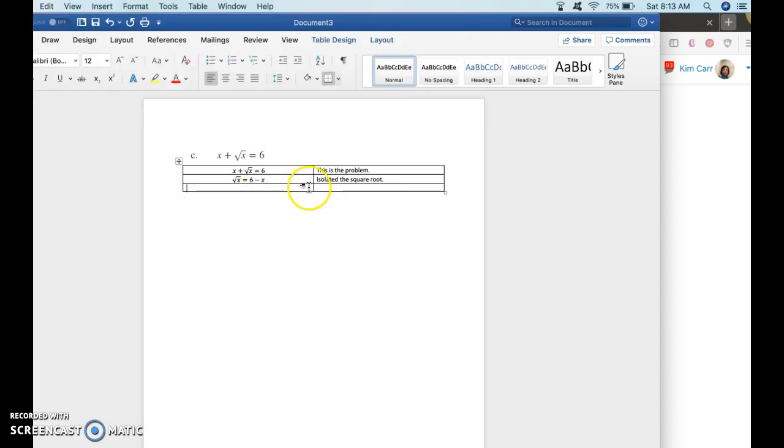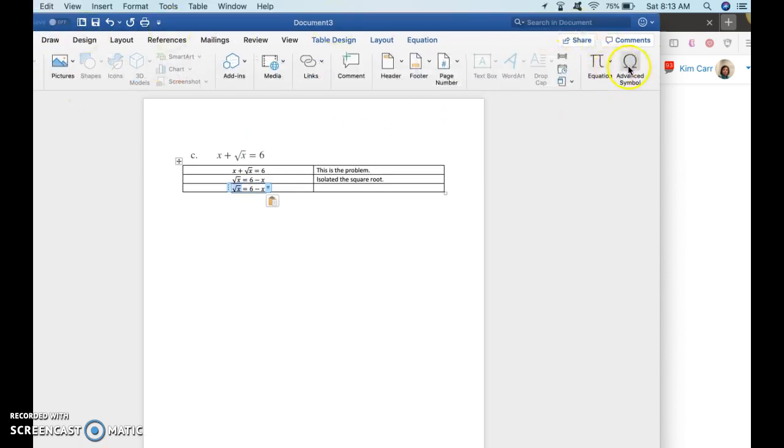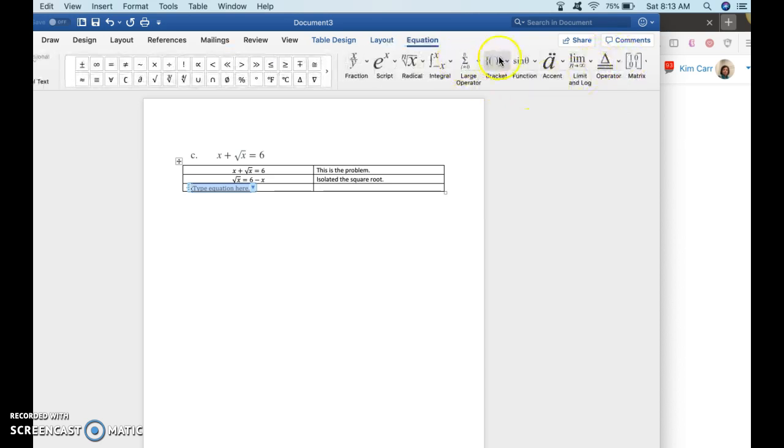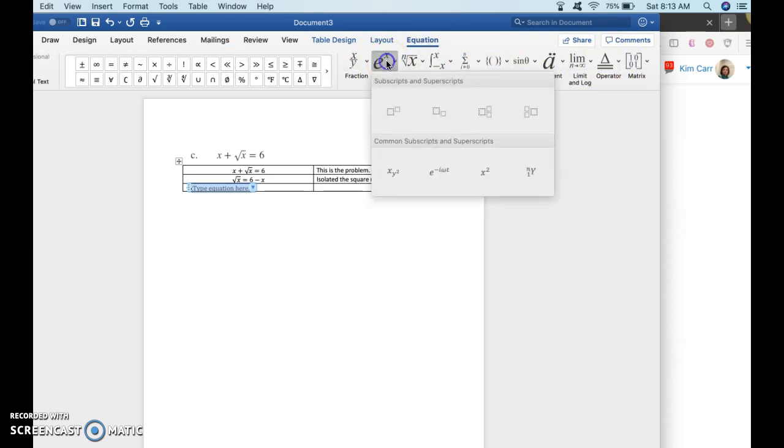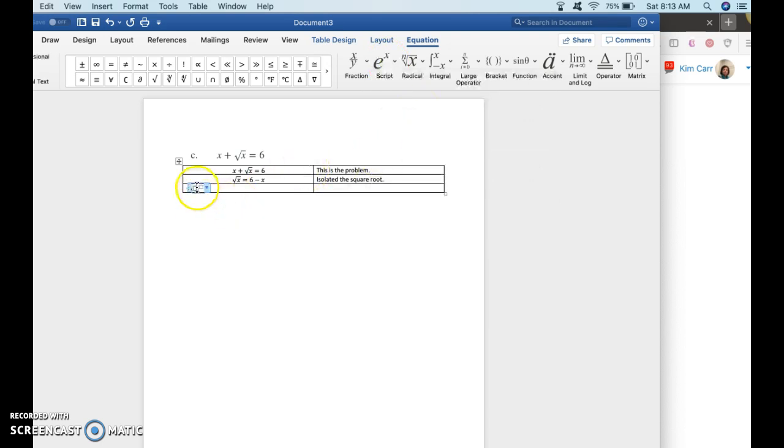Okay, so now I would need to square both sides. So I'm going to show that. Alright, I'll go in and we should be inside of an equation here. I took my stuff out, didn't it? I don't like what it did to me. So let's just go in and we're going to square both sides. So I'll put a square.